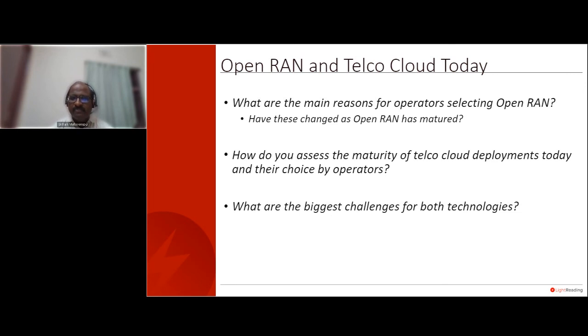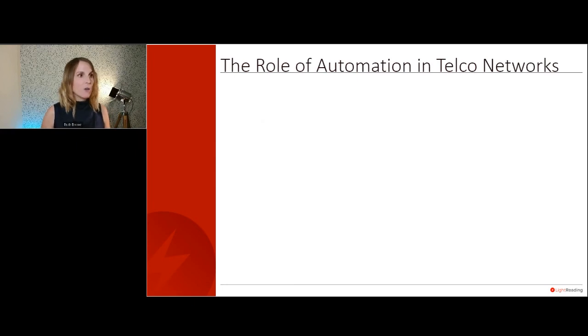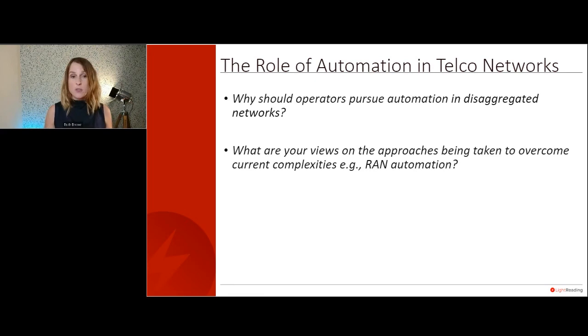Thank you both. Right, let's move on to the next discussion area. Now we're going to have a look at the role of automation in telco networks. In this area, we'd like to consider why operators should pursue automation in disaggregated networks. We also want to look at views and approaches, and what's being looked at to overcome the current complexities, for example, RAN automation. So if we hand over to Srihari first on this question.